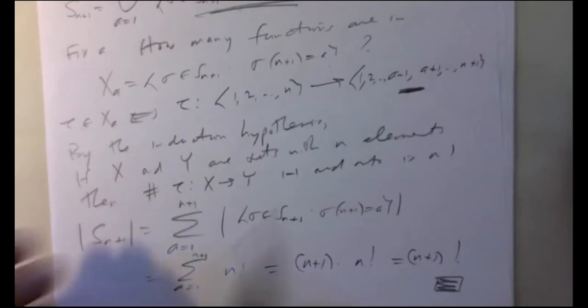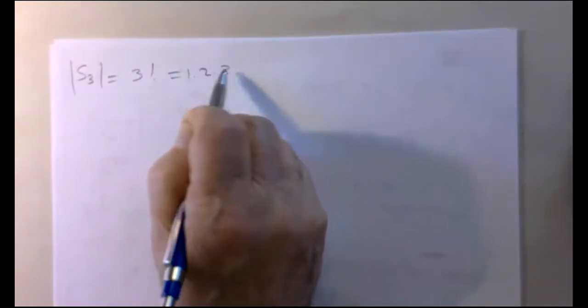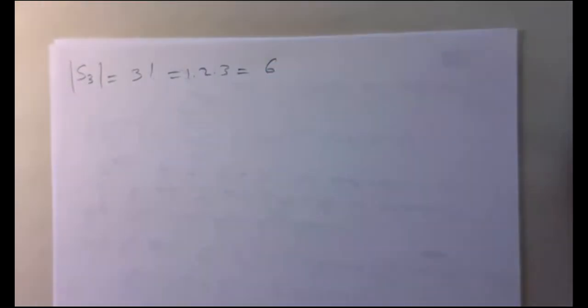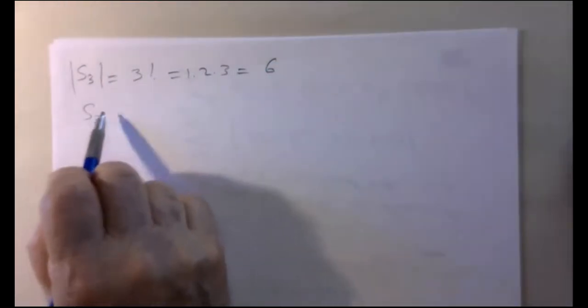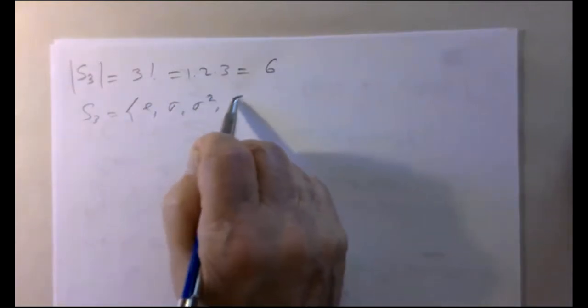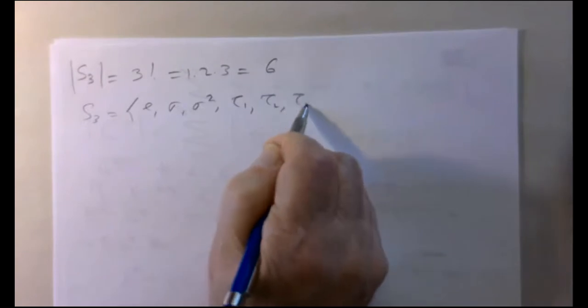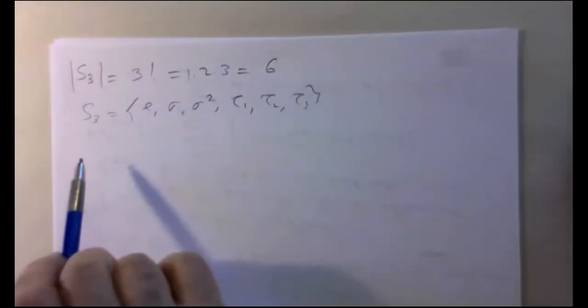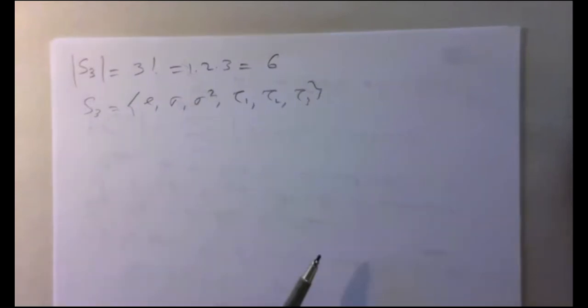So in particular, S3, the number of elements in that set is 3 factorial, which is 1 times 2 times 3, which is 6. And I wrote down 6 permutations in that set. So that's all there are. S3 is exactly this.